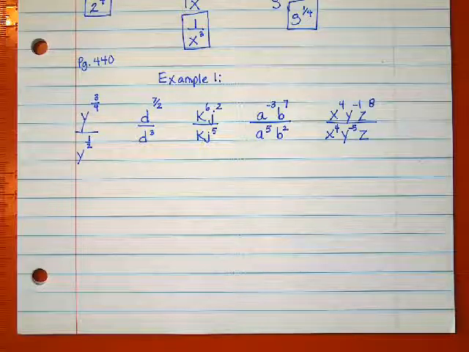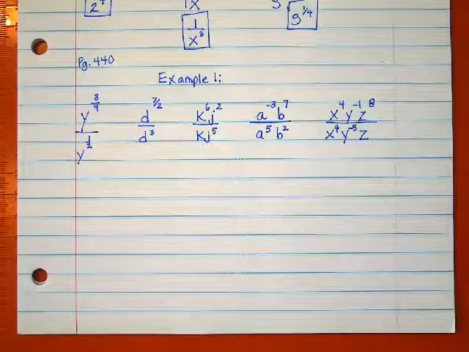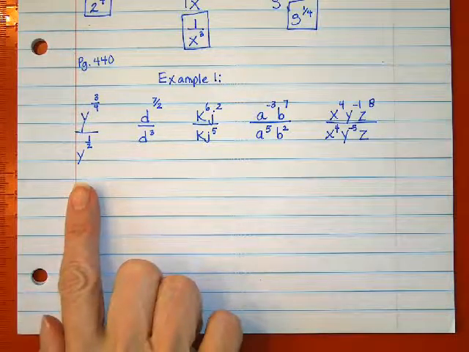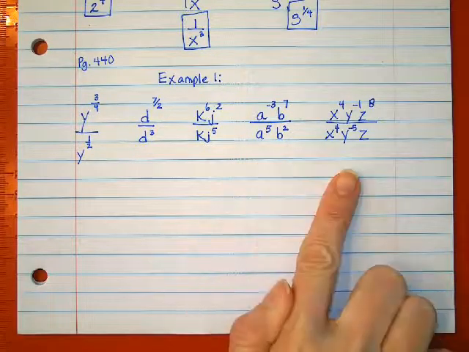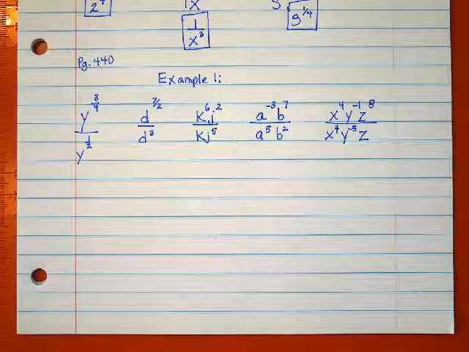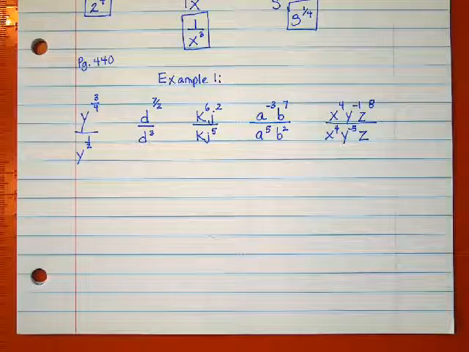What is the simplified form of each fraction? And here we have 5 examples, A, B, C, D, and E. So example A, B, C, D, E. And I'm going to show you each of these, and I encourage you to take notes so that you have examples of what to do.